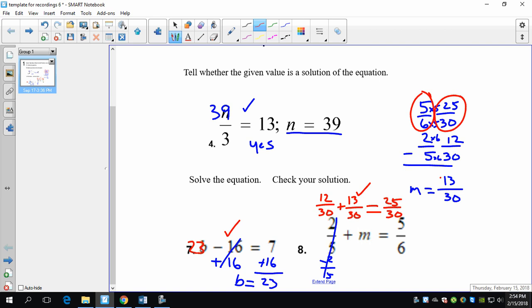So when you're solving your equations, remember to go to opposite land, do the opposite operation that is happening in the problem, and then make sure to check your solution.